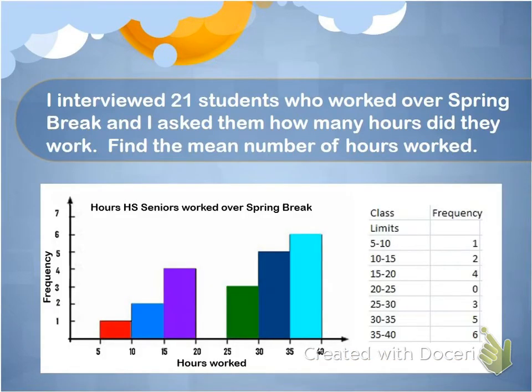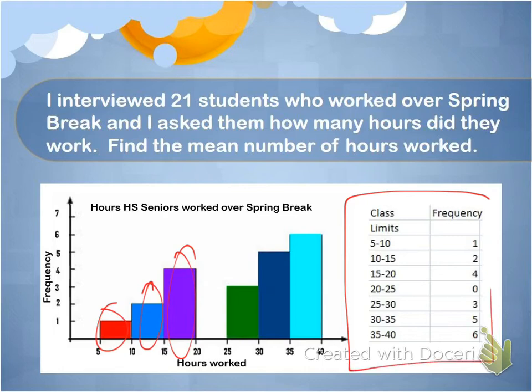Well, here's all we got. Whoever did this study created the histogram and gave us the histogram. Now our task is to find the mean number of hours worked. It looks like one person worked between 5 and 10 hours, 2 people worked between 10 and 15, 4 between 15 and 20, and you can see all that broken down in the table over here.